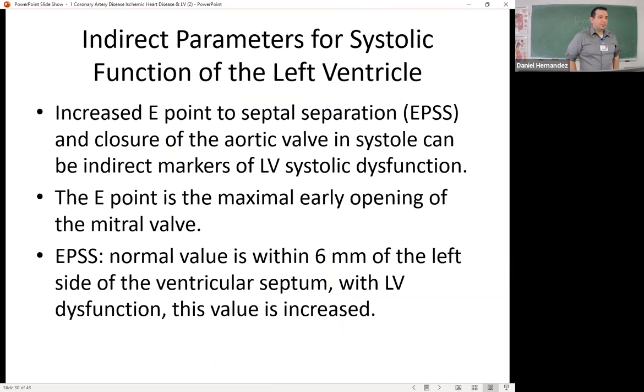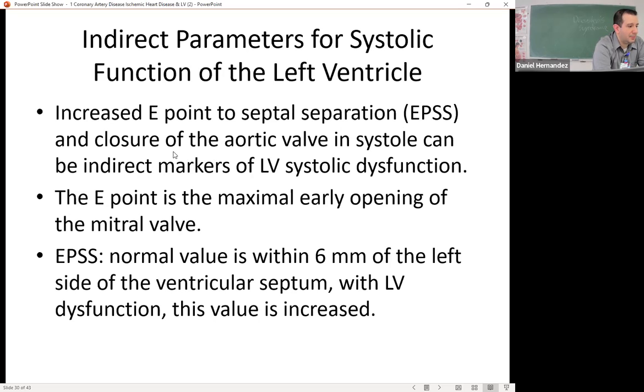So the next couple of slides are going to just show some indirect parameters for systolic function of the left ventricle. If you remember back to our dilated cardiomyopathy, those patients have a dilated left ventricle with reduced systolic function. So some of the indicators of reduced systolic function is going to be an increased E point to septal separation, that EPSS. So this is going to be on our mitral valve M mode.